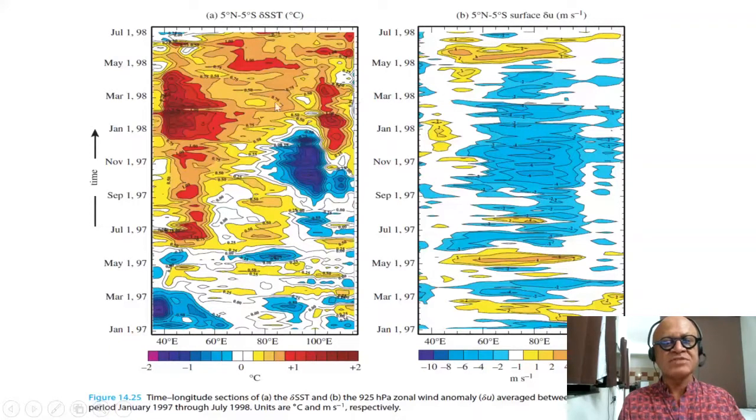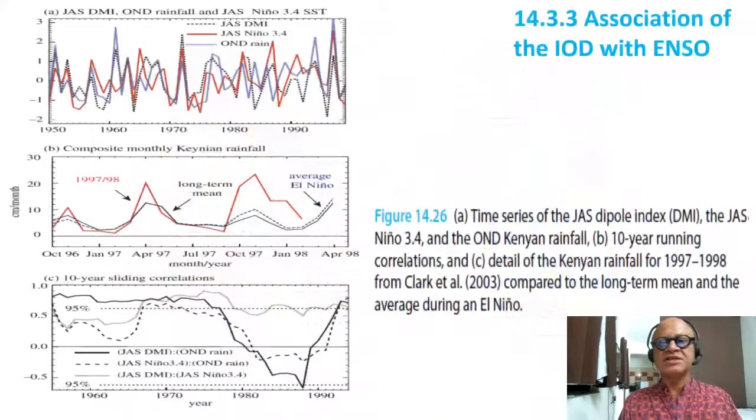Because then it becomes a monopole here, which is a common pattern associated with El Nino, and what triggers this, whether this is really independent of El Nino, and so on. And this is the zonal wind anomalies associated with that. So again, there are lots and lots of papers, and many fundamental questions still remain open.